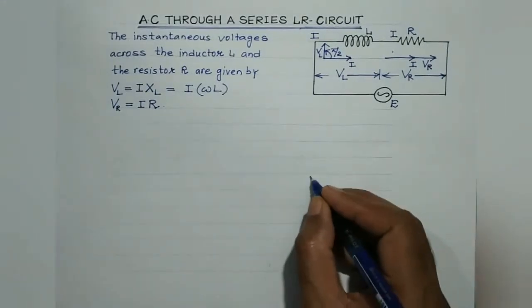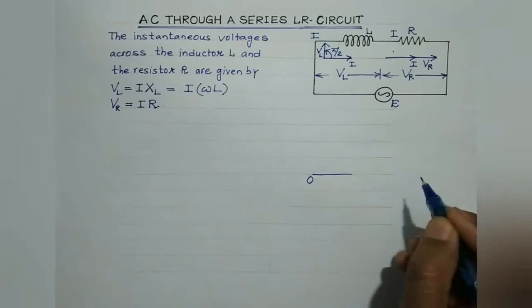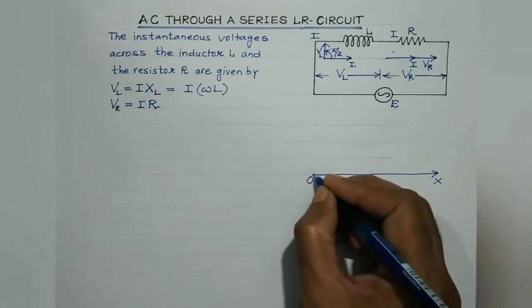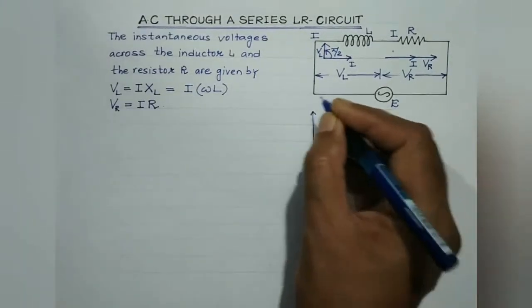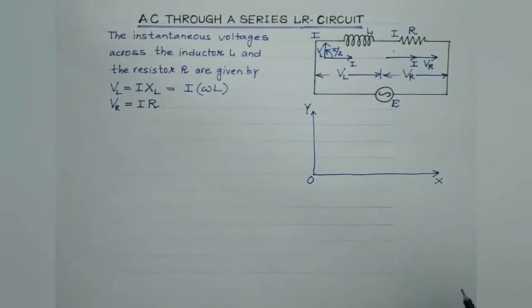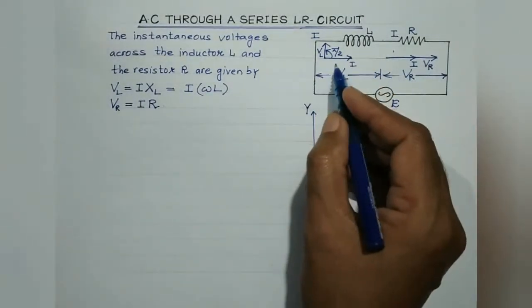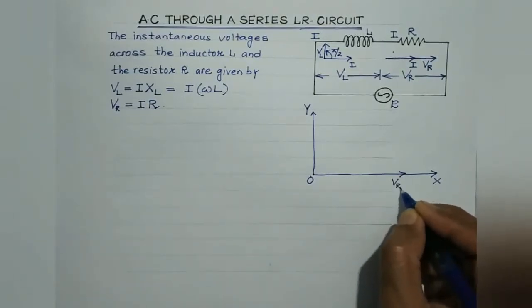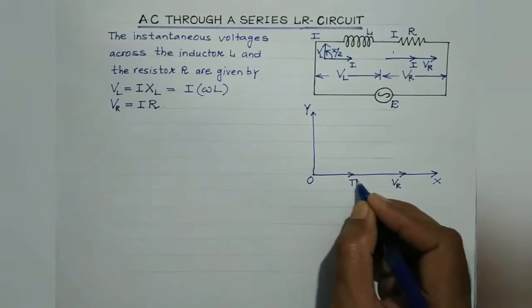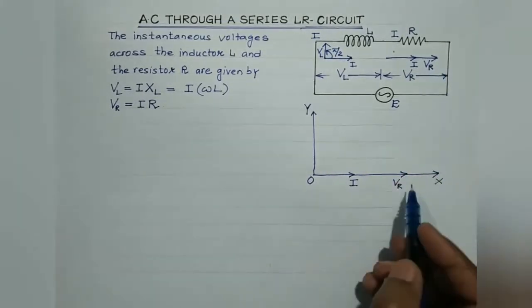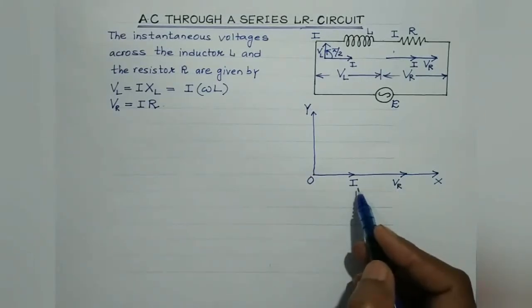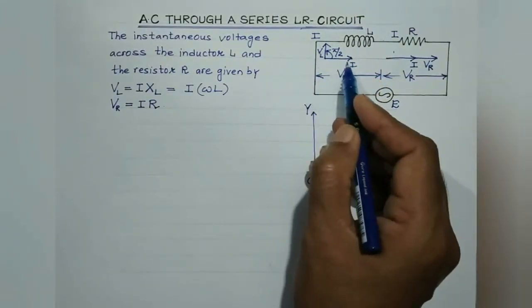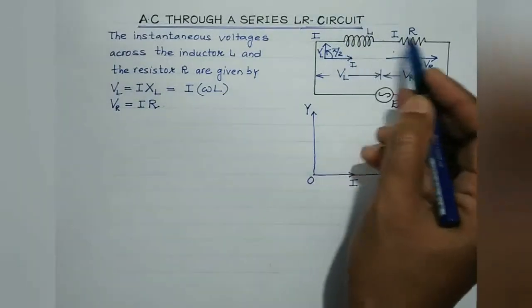So let us consider this to be the origin, and let us represent this horizontal line to be XOX', and let us consider this to be OY, right? Now let's draw the phasor diagram. Let us consider this to be VR, and this is current. Now, as I've stated, in the case of a resistor, the voltage and the current are in the same phase, right? I've drawn this. While in the case of an inductor, the voltage leads the current by phase angle of pi by 2. So current is the same for both the circuit elements.